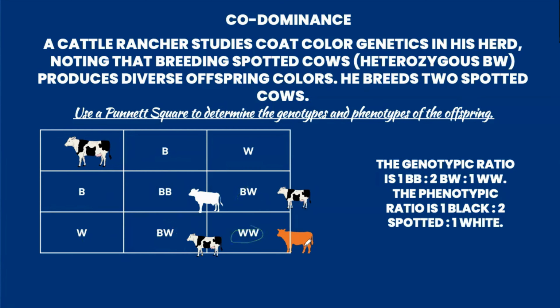So what that means is, typically speaking, you'll have two big B's, which is black. BW, you'll have two of them, which is the spotted ones, and then white, which is going to be WW. So that's going to be the combination of both.